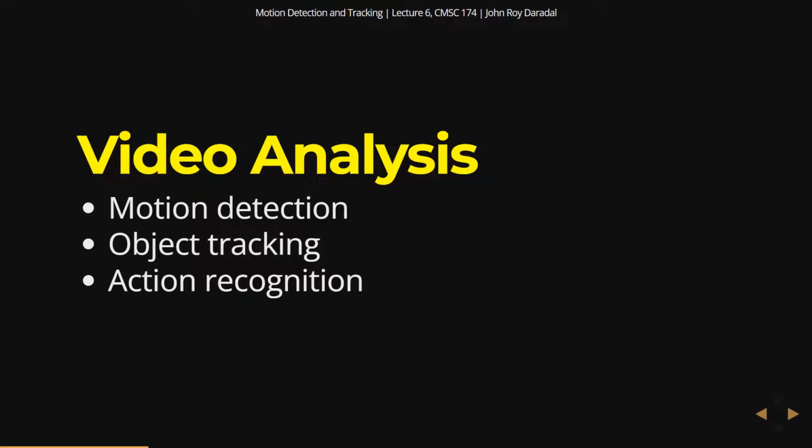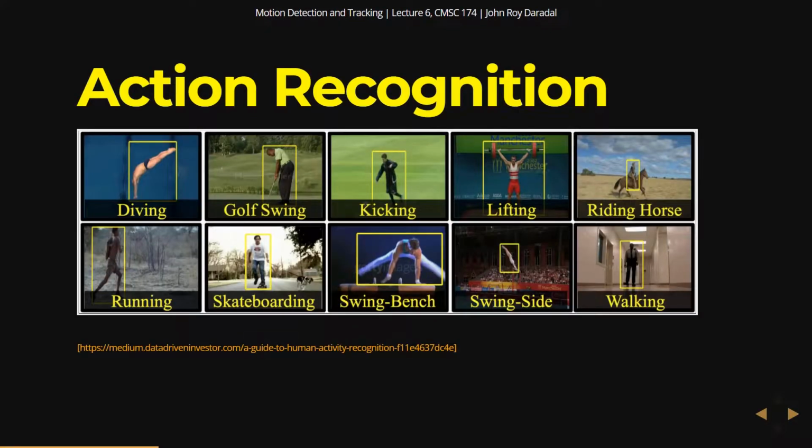So there are three main tasks in video analysis. Of course, there are more, but these are the three major ones. So you have your motion detection, object tracking, and action recognition. So in this video, we will discuss the first two. We won't cover action recognition, but basically action recognition is, well, how it sounds like. You're recognizing actions in the video. So for example, if the person is diving or doing a golf swing or kicking or lifting and so on, then you can recognize those actions in the video. Okay, so that is also another task in video analysis.